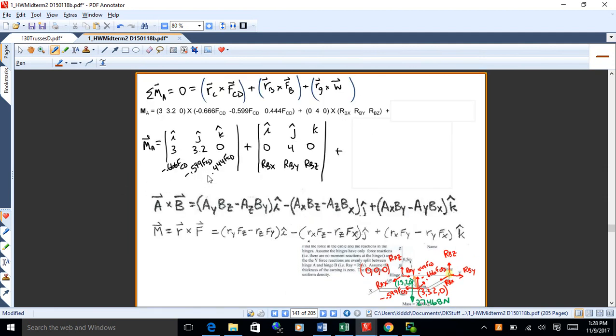So if I'm going to do a moment about A, there you go. I'm just going to cross things together. I'm going to have two cross products. I'm going to have the position vector to C, where the cable's at, which is 3, 2, 0, crossed with the force vector. And to that, I would add the position vector from A to B, where that one hinge is, times its force vector there, the reactions.